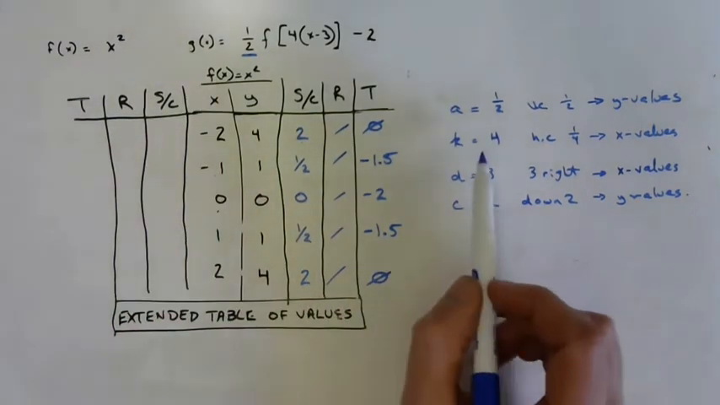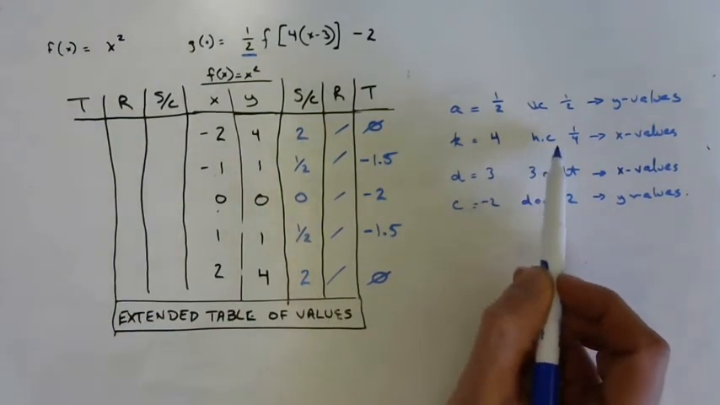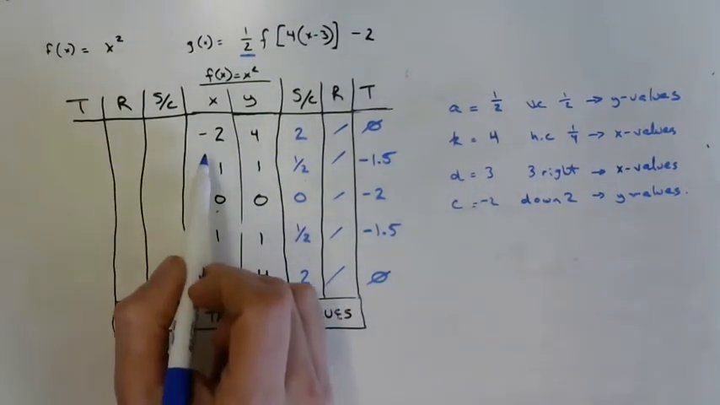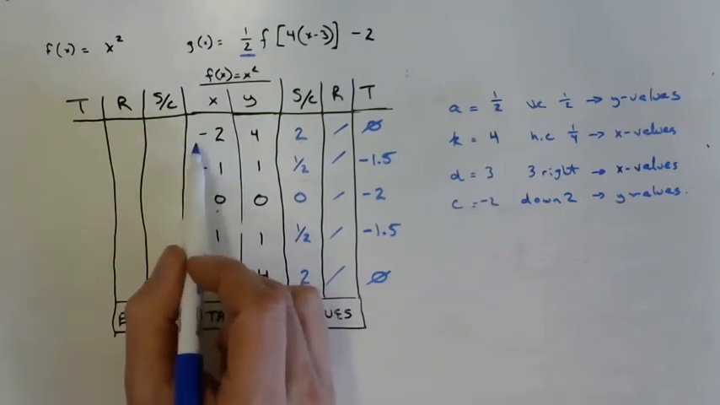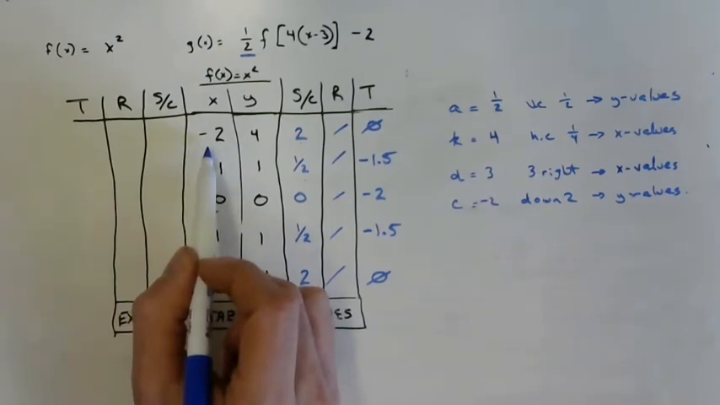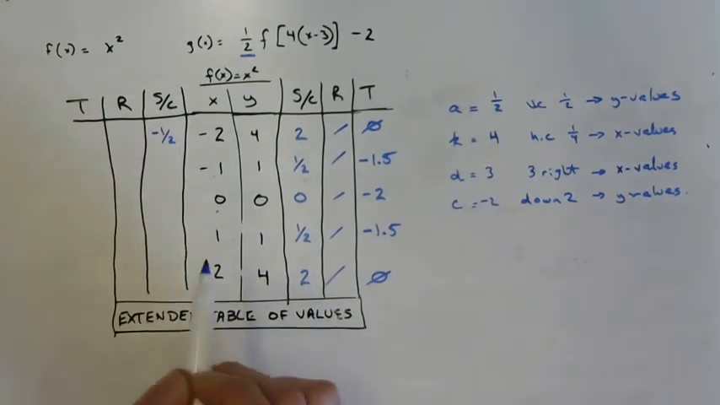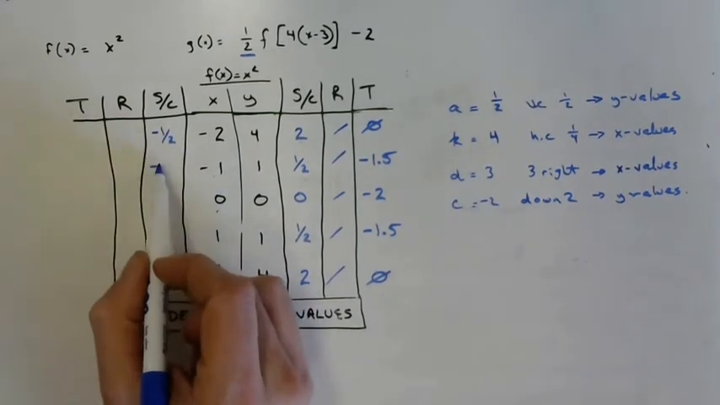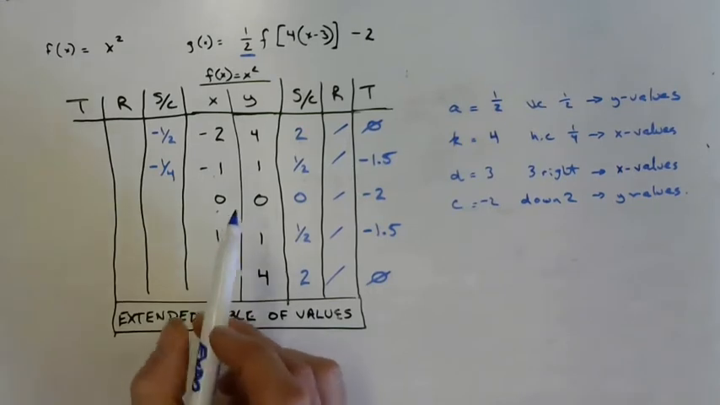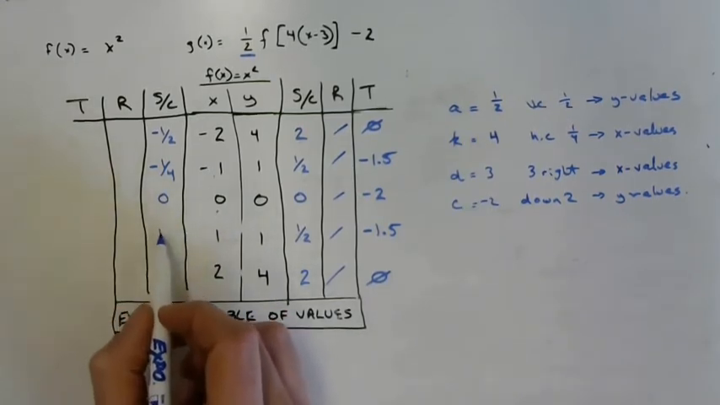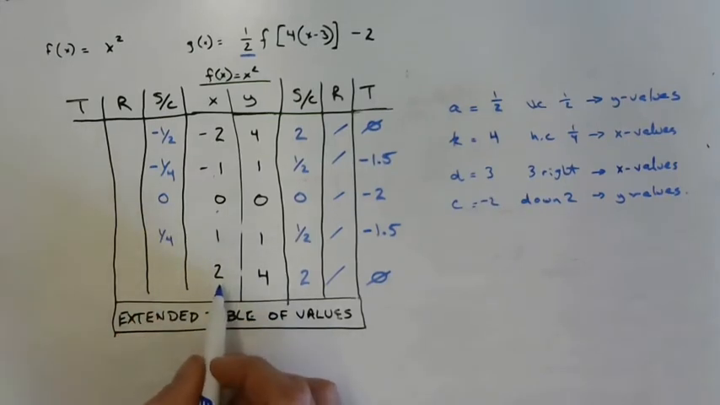What's happening to our x's? Well, we have a horizontal compression by a factor of 1/4. So we're going to take this value, negative 2, and divide it by 4, or multiply it by 1/4. However you want to do that, you end up with negative 2 over 4, which is negative 1/2. Negative 1 divided by 4 is negative 1/4. 0 divided by 4 is 0. 1 divided by 4 is 1/4. 2 divided by 4 is 1/2.